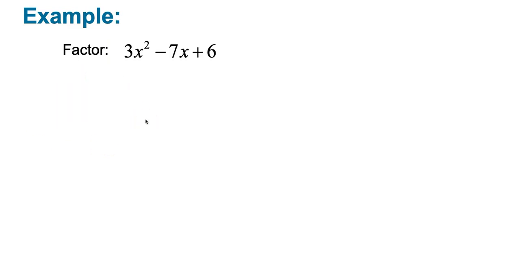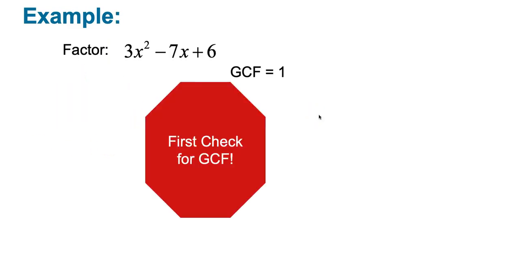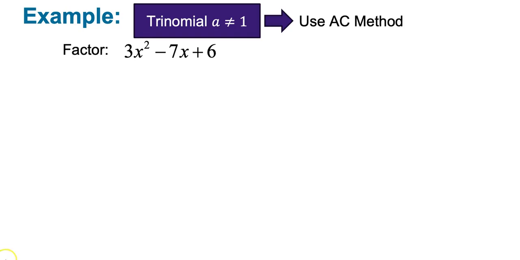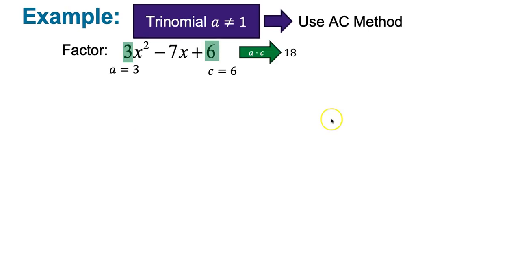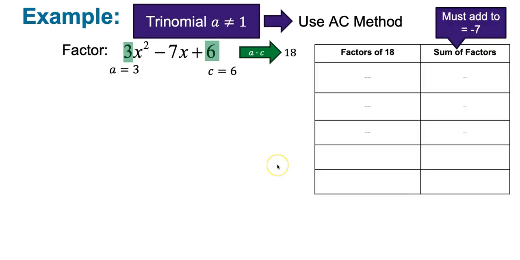Let's do one more example. Before we start, we must check for GCF. GCF is 1, so we can proceed. This is a trinomial where a is not equal to 1, thus we will use the AC method. A times c is 18. Let's find factors of 18. They must both be negative since they need to add to negative 7.